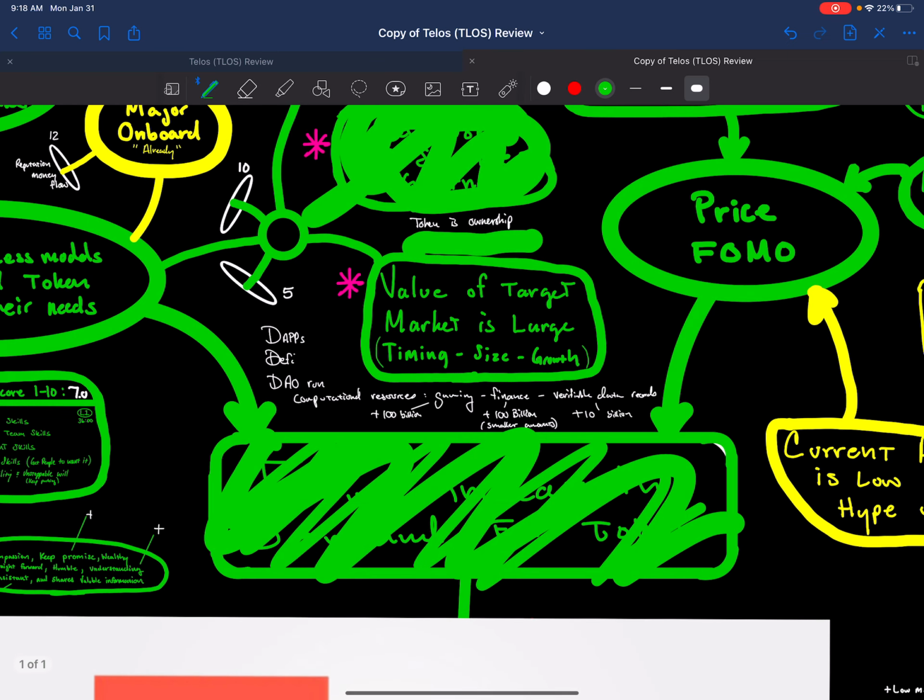All right, the value of the target market is large. So basically, dApps, DeFi, DAO run. What market this serves is a DAO run computational resource, a DeFi or distributed computer. It is a DAO run DeFi computer that runs at very high speeds, and that serves a $100 billion market for gaming, $100 billion for finance, and in the tens of billions for verified data records and whatever other thing you could use for your imagination.